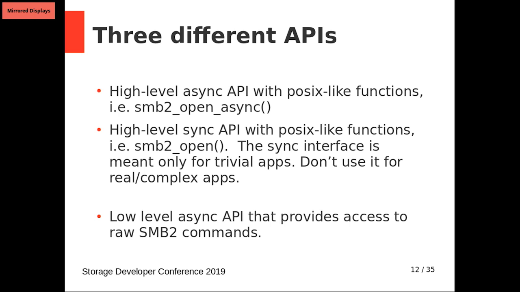We have a couple of different APIs to use. The one that I recommend everyone should use is a high-level, fully asynchronous and non-blocking API with POSIX-like functions. So you have an asynchronous function for open that takes all the normal flags like O_CREAT, O_TRUNC, etc., and also a callback function for when it completes. That is the API I think that everyone should be using, because it's event-driven, it's efficient, and it makes your code run really, really fast.